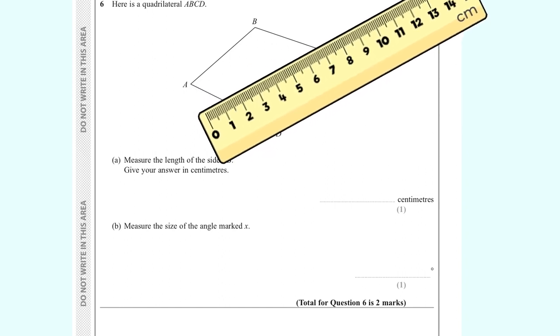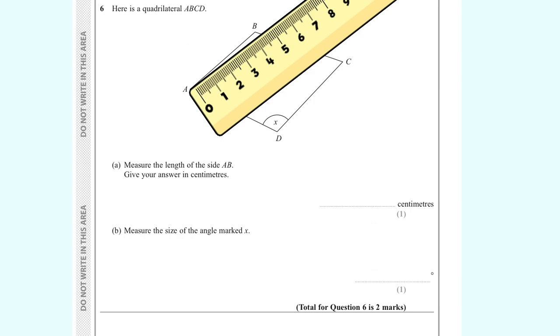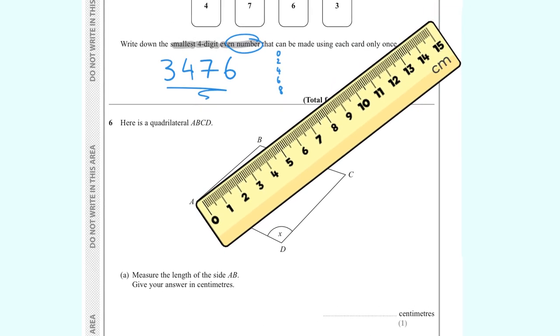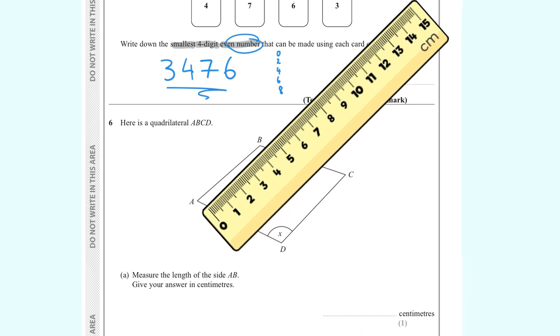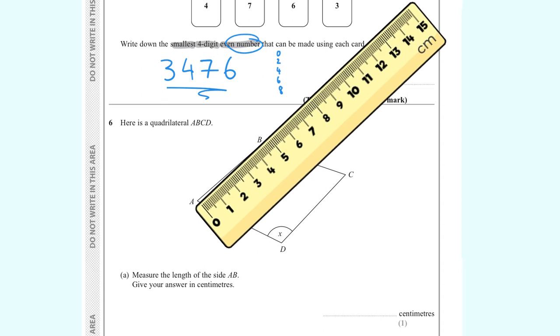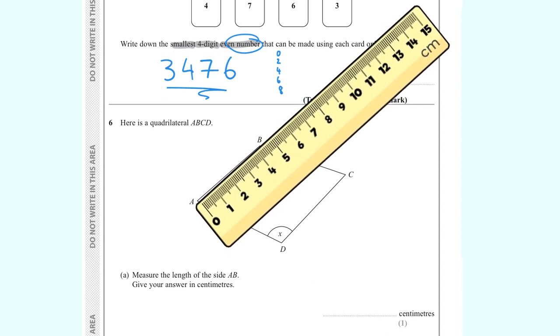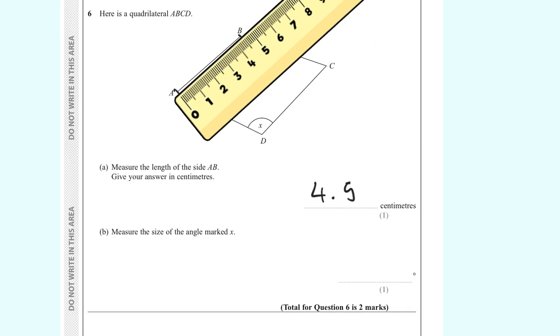Just grab my ruler. Just need to line it up. Bit trickier because I'm doing it on here, but if you just had a physical copy, it would probably be easier than what I'm having to do. But I think, even though I've not lined up perfectly, oh, that's better. 4.5 centimeters, I would say that is 4.5. Okay, goes from there to there. Yeah.